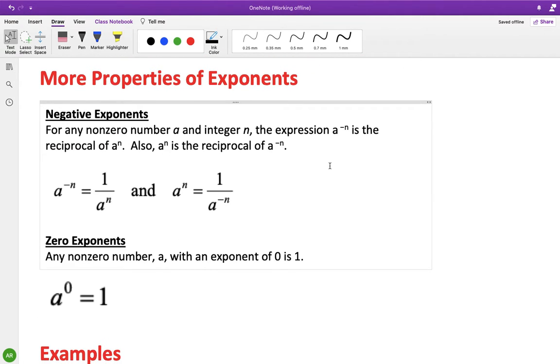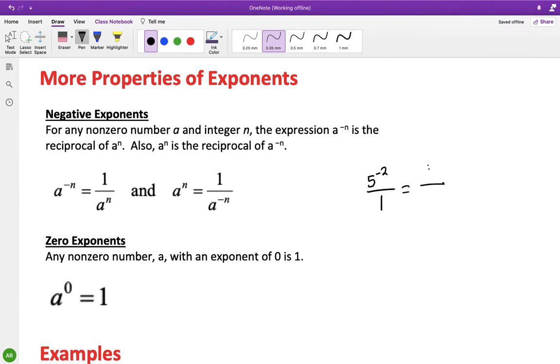The first one is negative exponents. For any non-zero number a and an integer n, the expression a to the negative nth is the reciprocal of a to the nth. And also, a to the nth is the reciprocal of a to the negative n. So what that essentially means is, let's say I had 5 to the negative 2nd power. Remember that a reciprocal is basically just flipping a fraction. So I can rewrite that, put the 1 on top, flip it, and then make the exponent positive. That's really what it's saying.